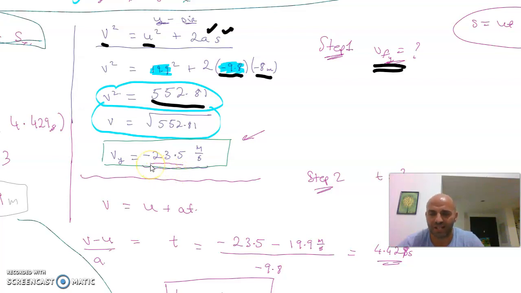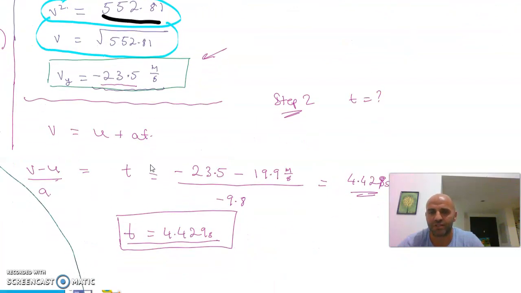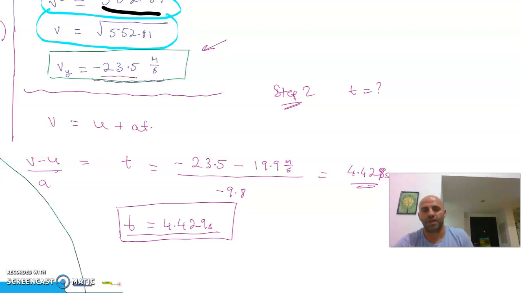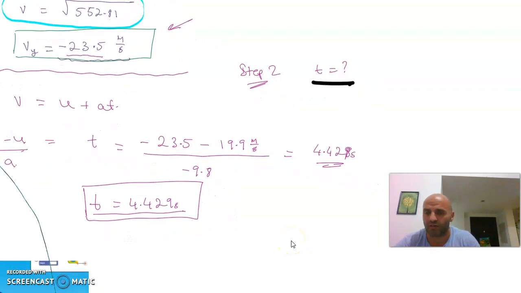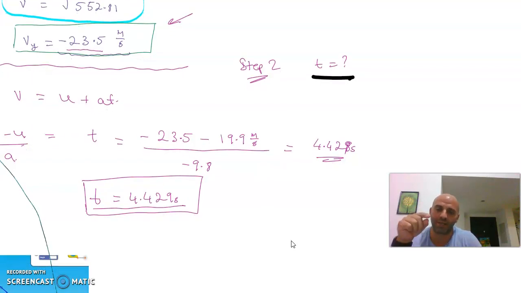Once you've got that done, the next step is to solve for time, because remember, time in the Y direction is going to be the exact same as time in the X direction. So I'm just going to use the equation final velocity equals initial velocity plus acceleration times the time, solving for the time, and subbing in the numbers, I've got 4.429 seconds there or thereabouts. So that gives me the total time.